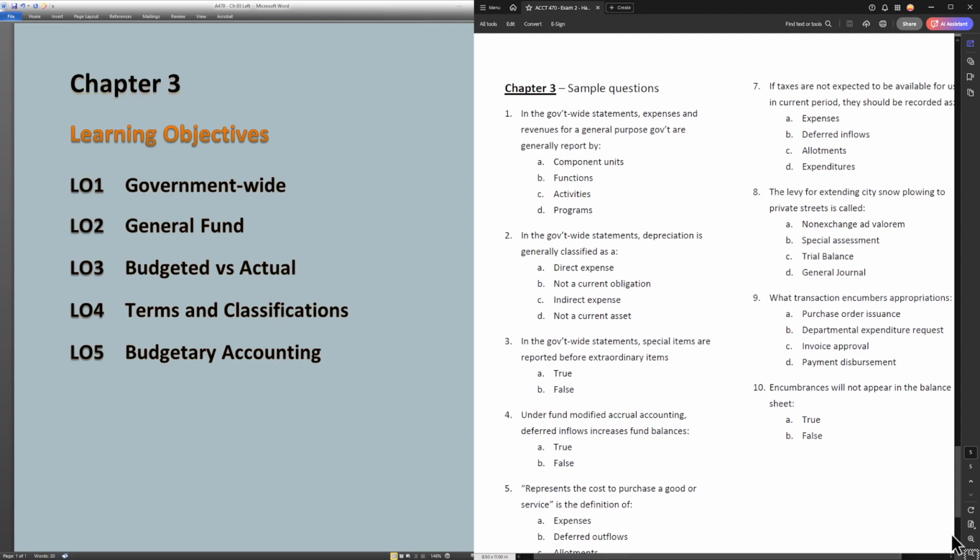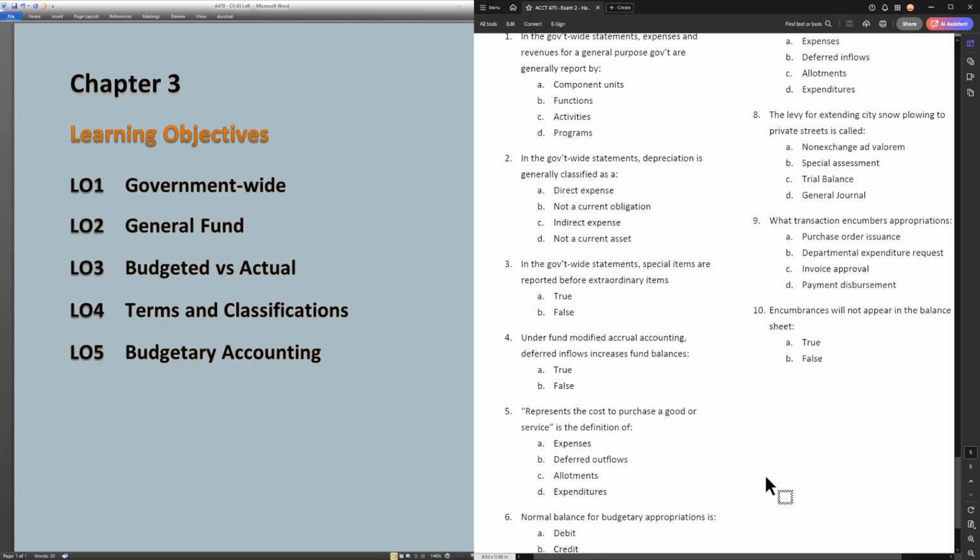In the government-wide statements, depreciation is generally classified as, remember we said depreciation would be tied to an asset. Assets are typically tied to functions. Therefore, the depreciation expense is a direct expense, meaning it would be included typically. Unless there was additional information, it would be considered a direct expense.